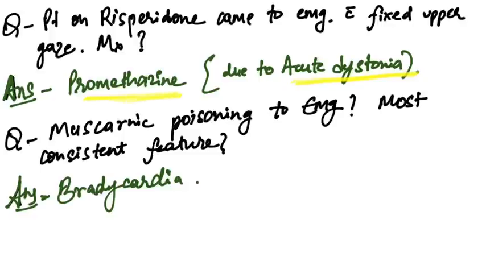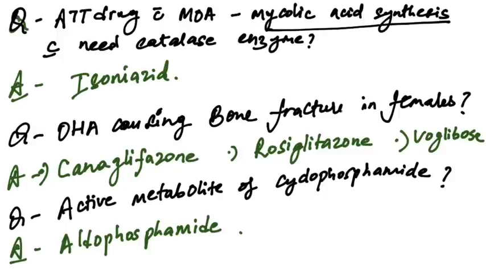Now, muscarinic poisoning came to the emergency. The most consistent feature will be bradycardia. The patient will present with bradycardia if there is muscarinic poisoning.